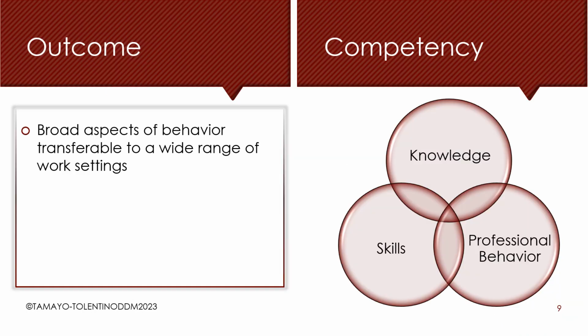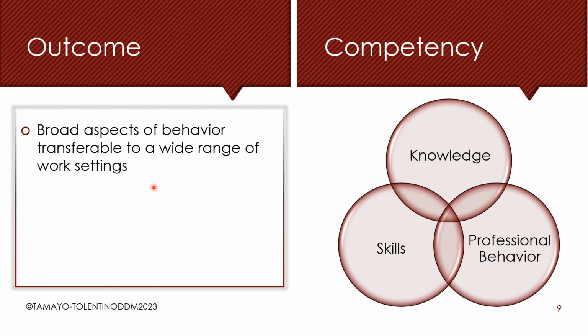I've mentioned this before in one of our earlier workshops, and if we go back to the beginning of this presentation, we will see that there is a very thin line between outcome-based education and competency-based education. So what is the difference between outcome and competency? Competency refers to the set of knowledge, skills, and professional behavior needed to demonstrate practice, while outcome is the broad aspects of behavior transferable to a wide range of work settings.